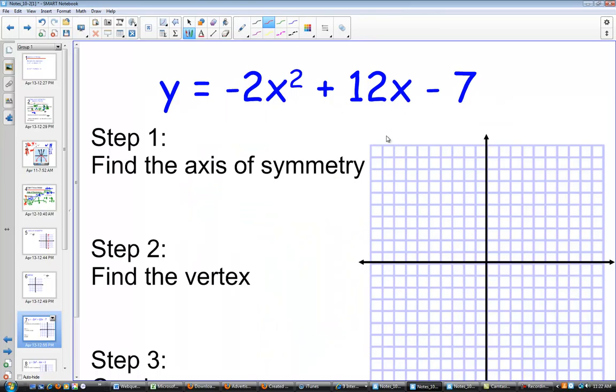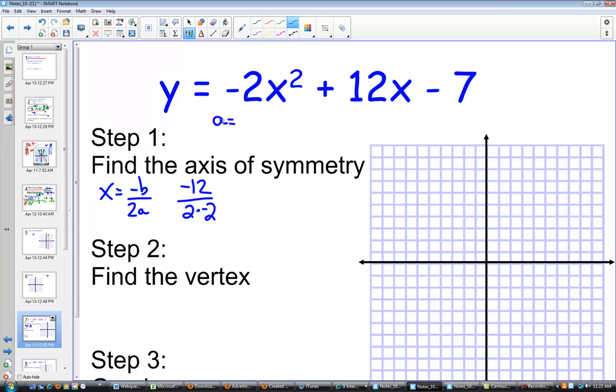All right, here's our first equation. Find the axis of symmetry. We are going to use our handy dandy memorized formula, negative b over 2a. We look up here and we're like, b is 12. I'm going to get negative 12 over 2 times negative 2, because a is negative 2.